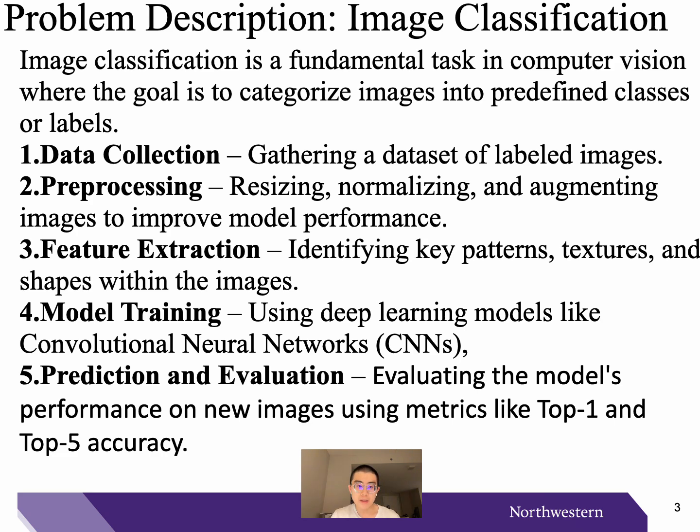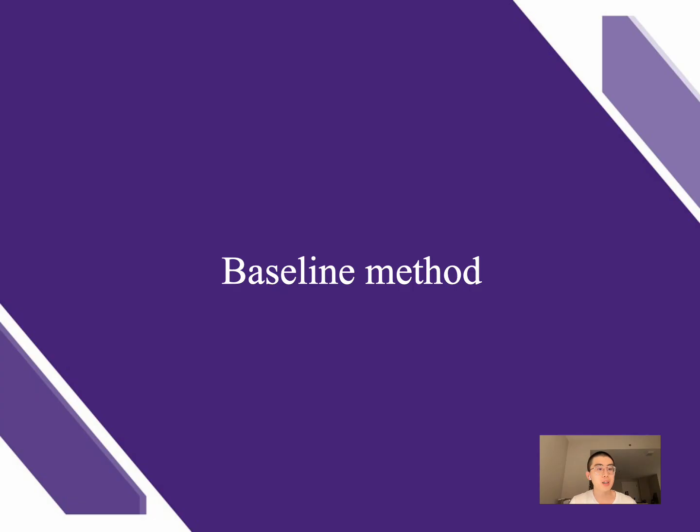It uses ResNet normalization to improve the model performance. We evaluate the model's performance on new images using the top 1 and top 5 accuracy. And we also use the train loss and test loss to compare the different kinds of models. Okay, let's move on. In the next part, I'd like to introduce the baseline model.